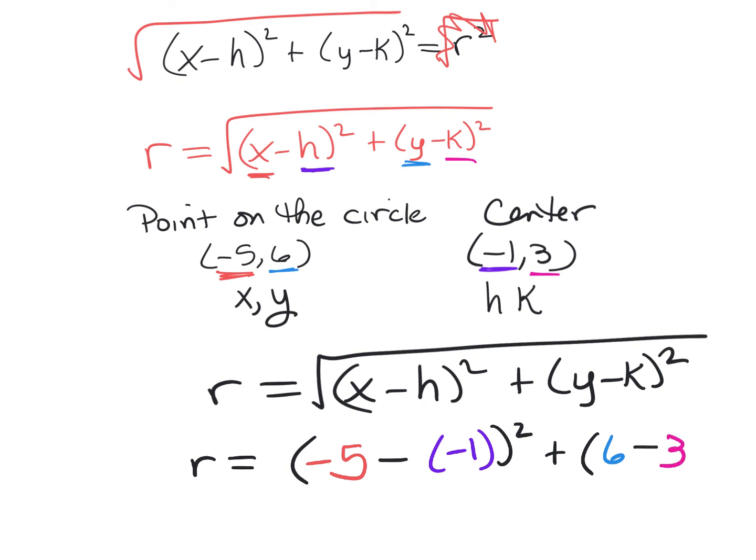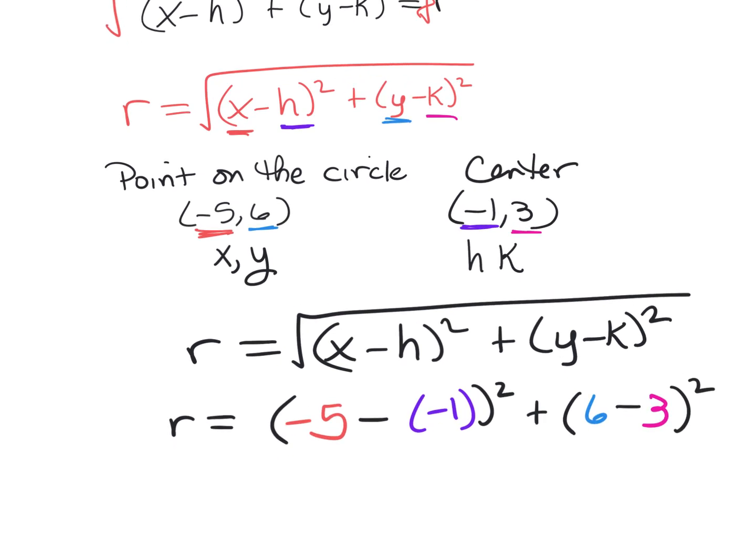That's only a point on the circle? It's a point on the circle. You're going to be given one. And this is all under the square root.